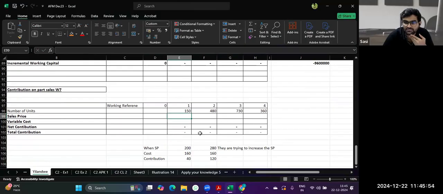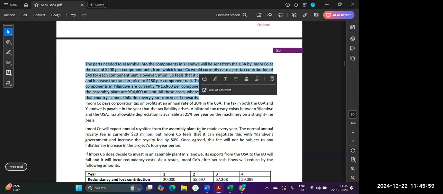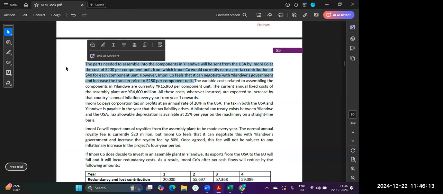It's a cost, sir. Hold on. Read this part component paragraph again and tell me how differently it has been framed. What do you think is the cost over here, what is the selling price, and what is the revenue? You want to know the price at which the Yelandway government is receiving that part. 280. Are you sure? No, sir, 240.